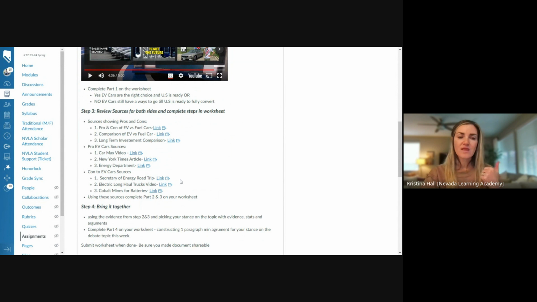Con on the road trip scenario, long haul trucks. Think like the majority of our food in America is moved by those big semis and stuff. So there are issues of going fully electric within that industry. And then the cobalt mine, the major source of the batteries, and some of the issues that are coming with that. So that's kind of the direction of the sourcing if you're going one way or another. What are we thinking?